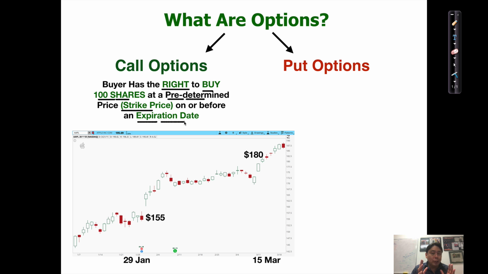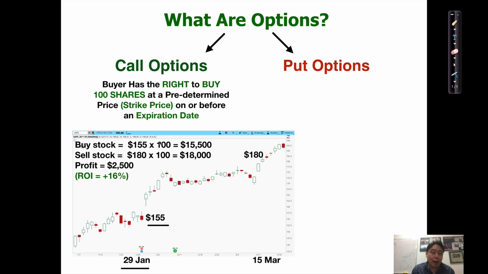So how could you use this powerful tool? Here's an example. Let's imagine you're looking at Apple, and Apple is currently selling at $155, and it's the 29th of January, for example. And you think Apple shares are going to increase in price. You're bullish on Apple because it's on an uptrend, it's a great company. What could you do? Well, the first thing could be to simply buy the shares. That's what most people do. So if you buy the shares, it's going to cost you $155 per share. If you were to buy 100 shares, it's going to cost you $15,500. So that's a huge investment for most people.